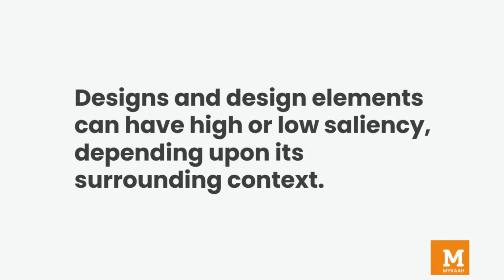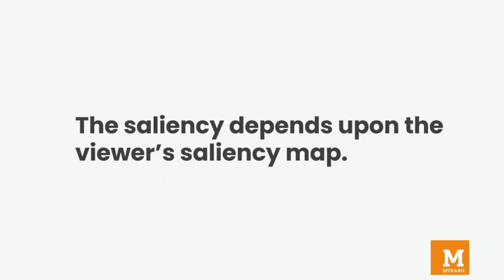Designs and design elements can have high or low saliency, depending upon their surrounding context. For example, a bright red packaging will not pop out on a shelf which has many such packages surrounding it. Red may often be an eye-catching color, but if you are just one of the many others, you are not distinctive or salient. This explains why using a design that is bright, moving, or unusual does not mean it will be salient or noticeable. The saliency depends upon the viewer's saliency map.